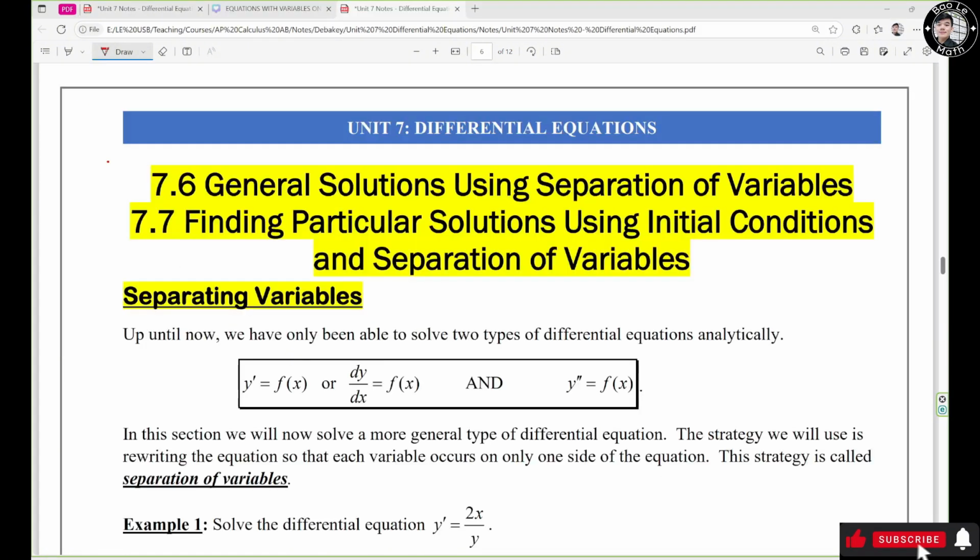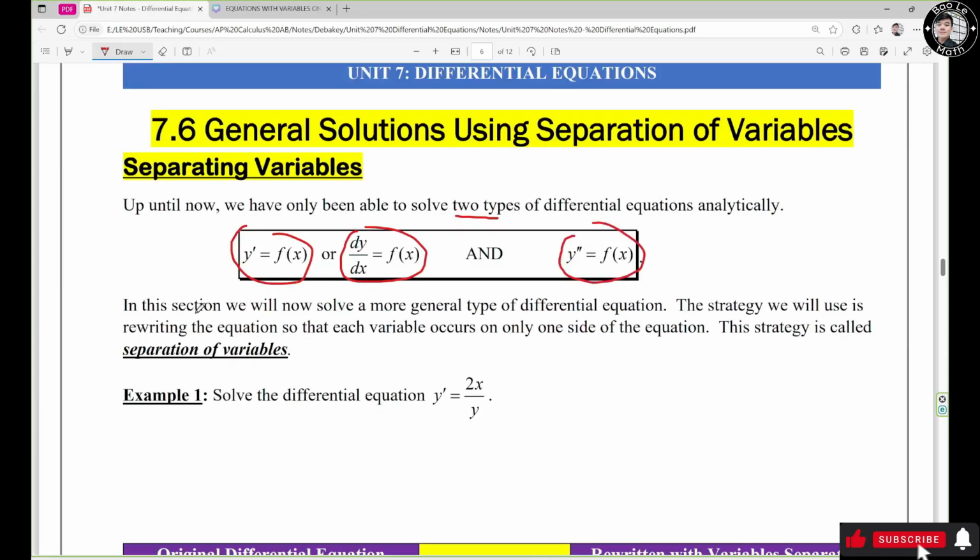We're going to explore topics 7.6 and 7.7. Solving differential equations using separation of variables. In this section, we will now solve a more general type of differential equation. The strategy we will use is rewriting the equation so that each variable occurs on only one side of the equation. This strategy is called separation of variables.